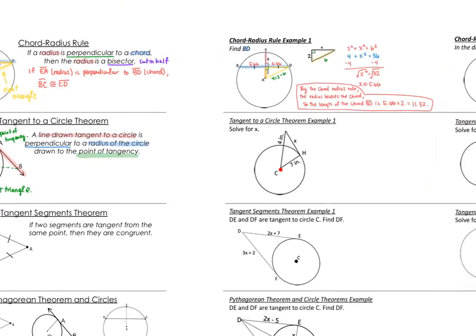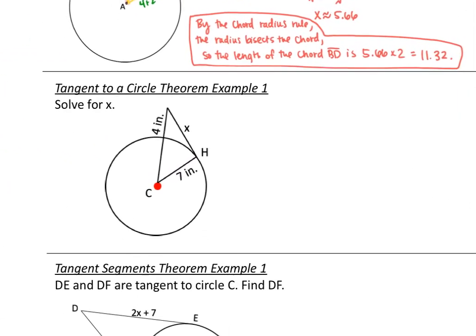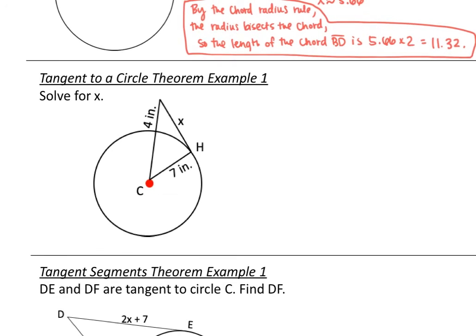All right, so now let's take a look at a couple examples. For this first example, we're solving for x, which is right here. That line is tangent to the circle, which means that this is a right angle.